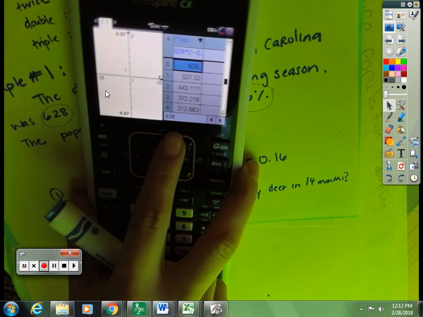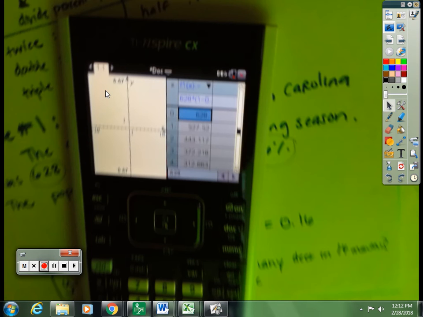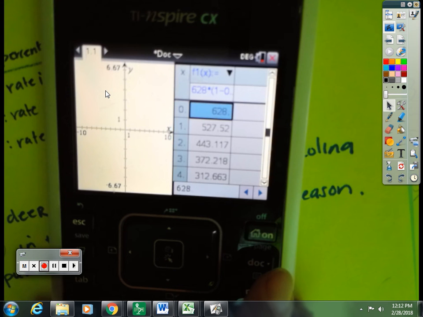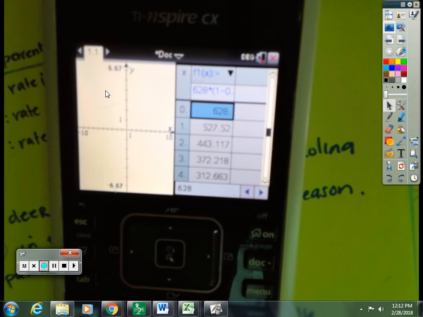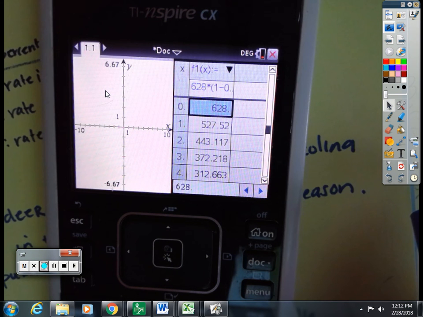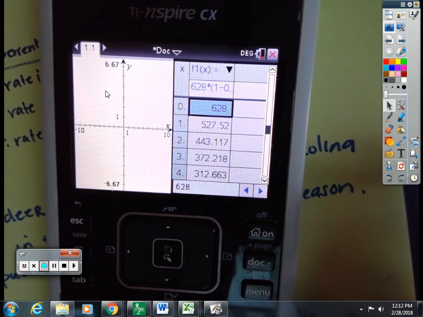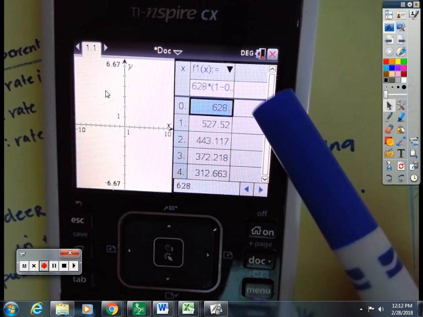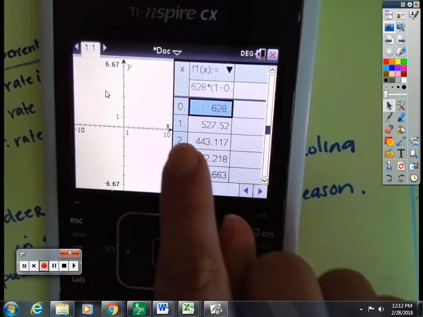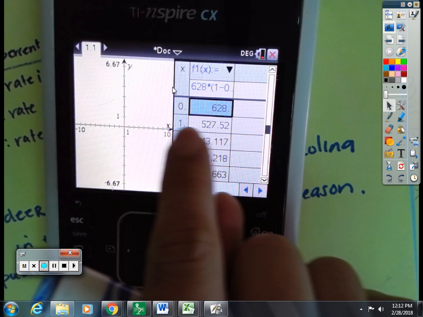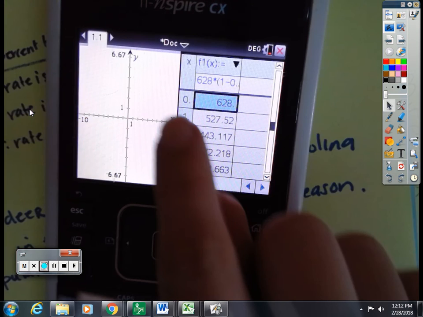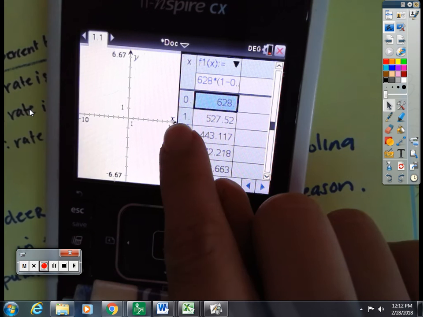In this first one, okay? Now, if you don't have this on your table, then you did something wrong. If you don't have this in your table, you did something wrong. Okay, the first one that we see is 0, 628. Remember what I said, your beginning is your y-intercept. That's why x is equal to 0.